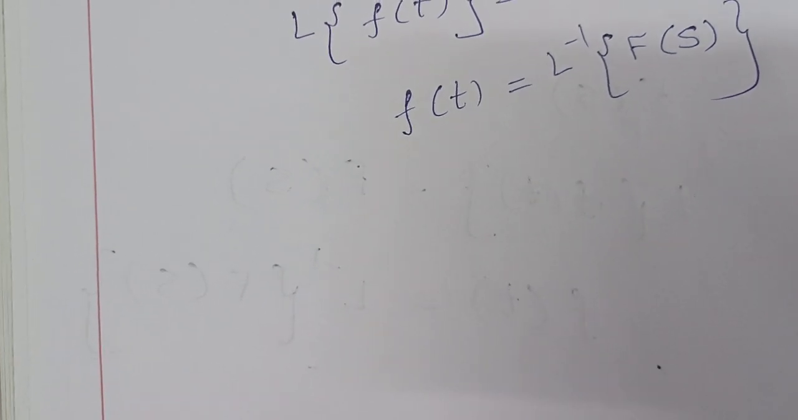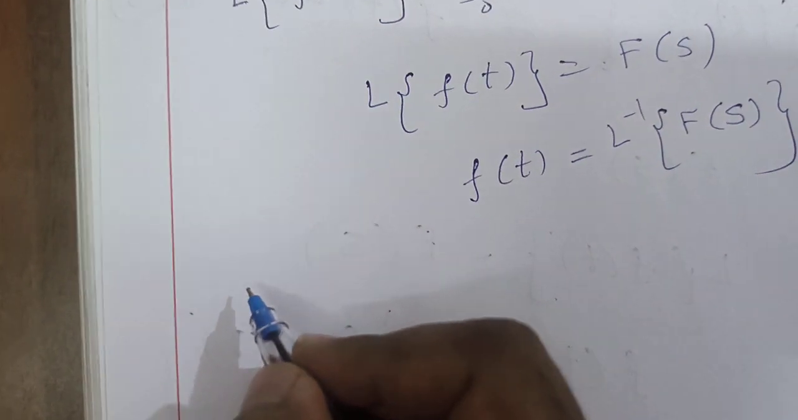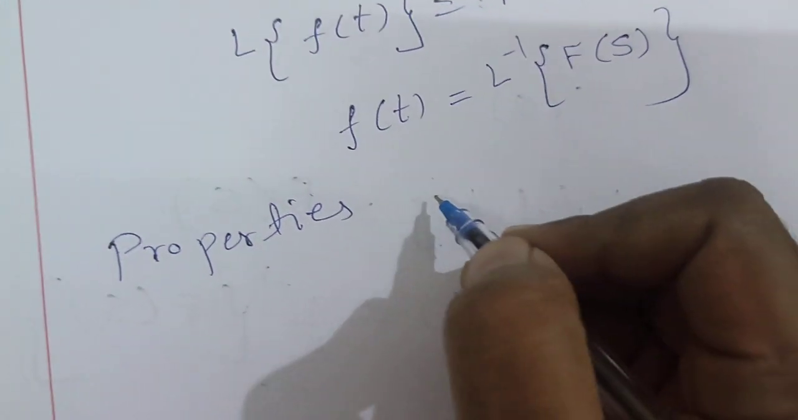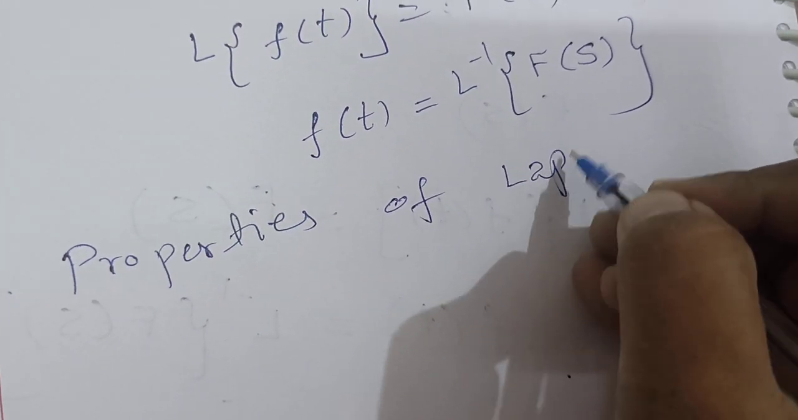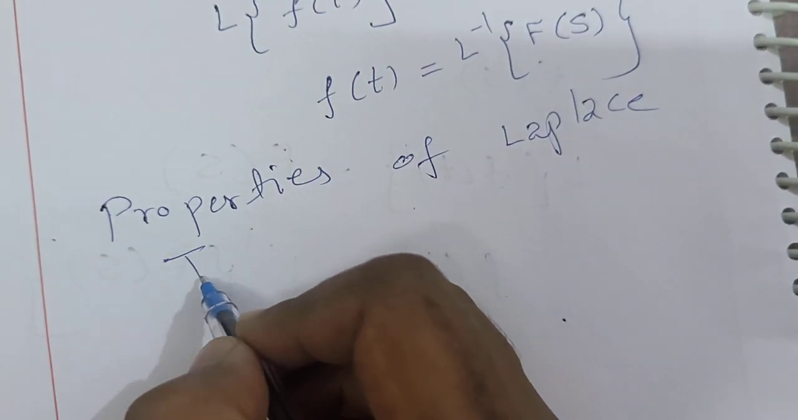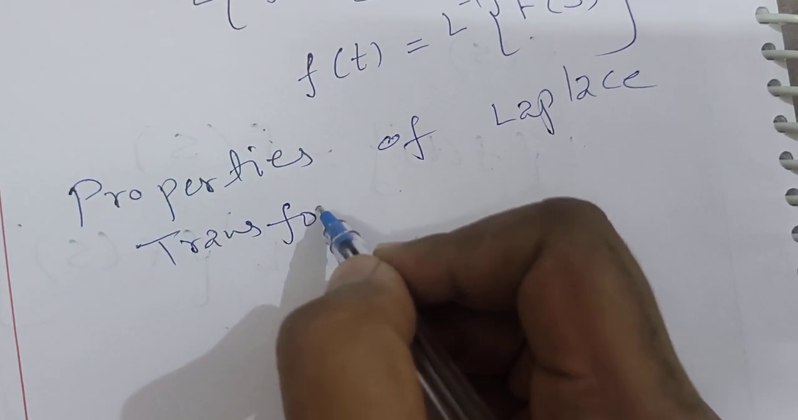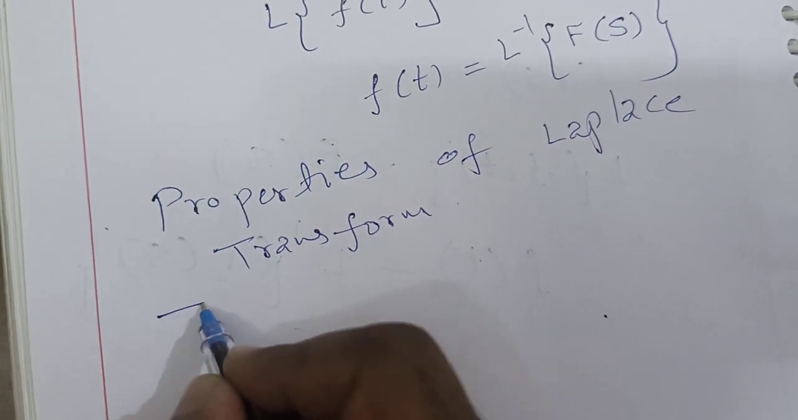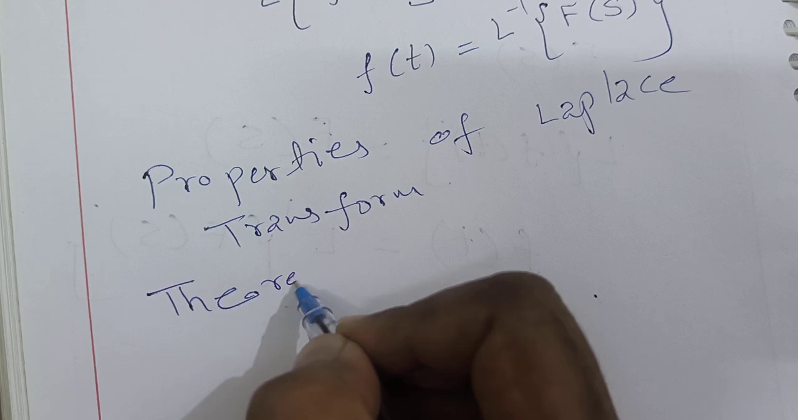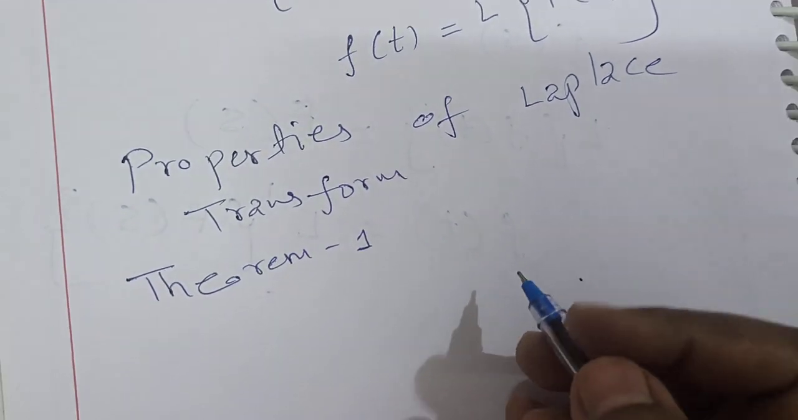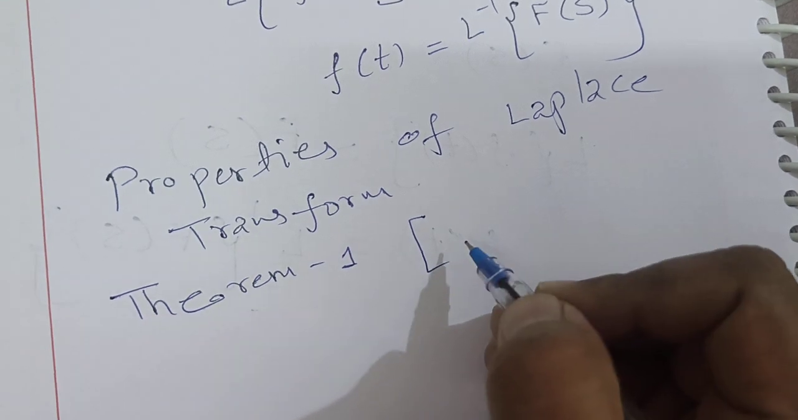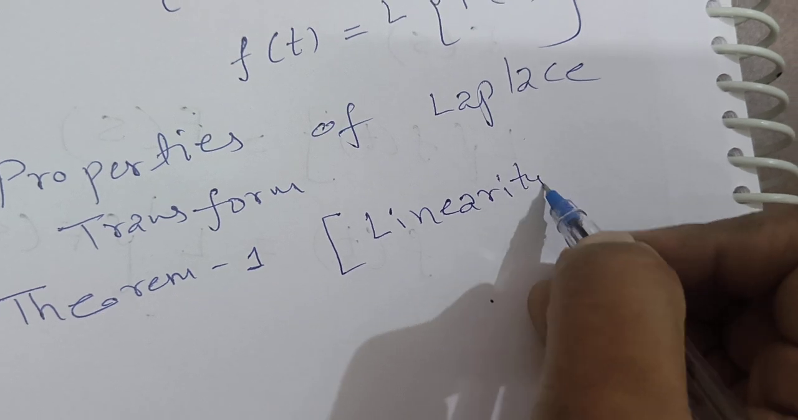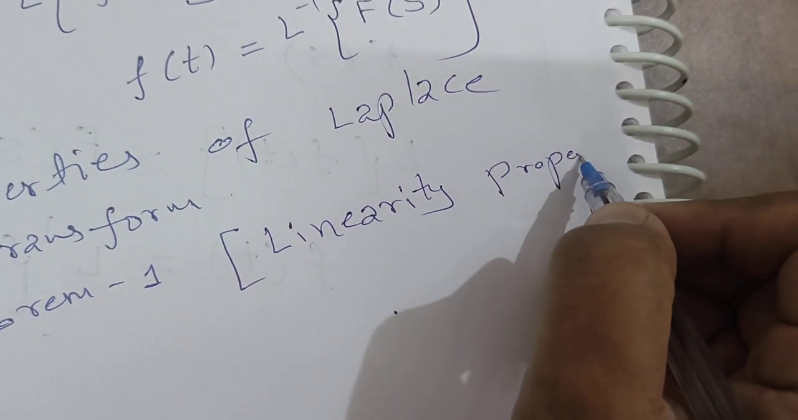Here we have properties of Laplace transform. In the first property, we have theorem 1. This property is known as the linearity property.